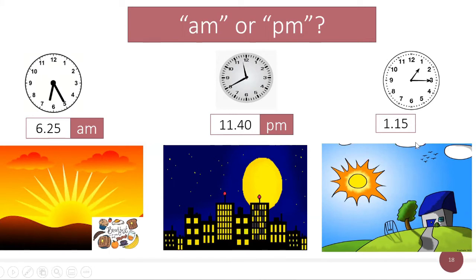What about the last one? If it's in the afternoon and it's 1 o'clock, what do you think it is, a.m. or p.m.? It's p.m. This is 1:15 p.m. It's in the afternoon, okay? It's not in the morning. If it were morning, it would be 1:15 a.m. But this is in the afternoon, so it's 1:15 p.m.